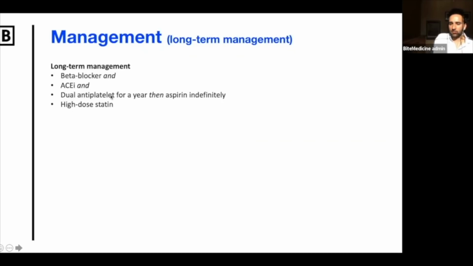Antiplatelets, so dual antiplatelets for a year, then aspirin indefinitely. These patients should be on low dose aspirin, 75 milligrams, essentially for the rest of their life. And then high dose statin, for example, 80 mg of atorvastatin. Then risk factor management, all of the things that someone's already mentioned here: managing your diabetes, hypertension, smoking, diet.